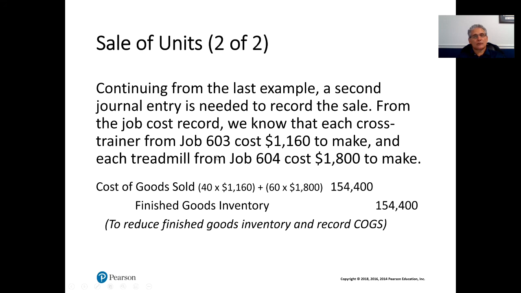So now we book the journal entry. We know we have to take 40 units and multiply it by $1,160 for job 603. That's the cost of the units. Then we're going to add the 60 units that we sold and multiply that by the $1,800. We'll take that product plus the product of the 40 units and add those two together. That's our total cost. That's going to be charged to the cost of goods sold. That total cost is $154,400. So let's book that.